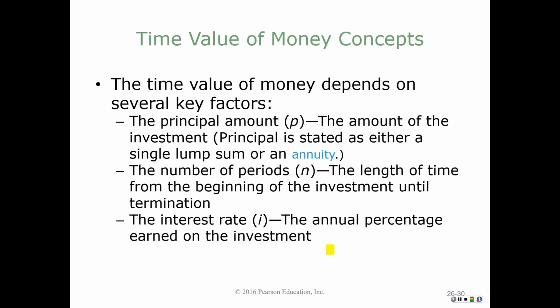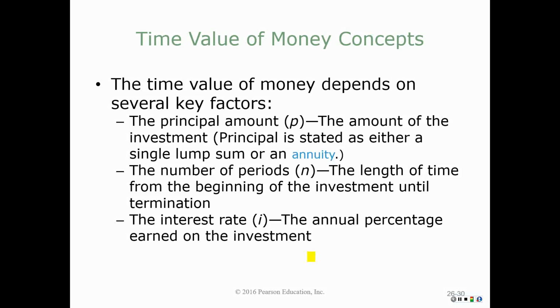So the time value of money depends on three primary factors. What is your principal amount? And are you investing a single amount, as a lump sum, or are you investing a series of amounts over a period of time, which we will call an annuity? We also have to know how long. If I invest cash today for 5 years, or I invest a series of payments over 5 years, that would be different than an investment over 10 years.